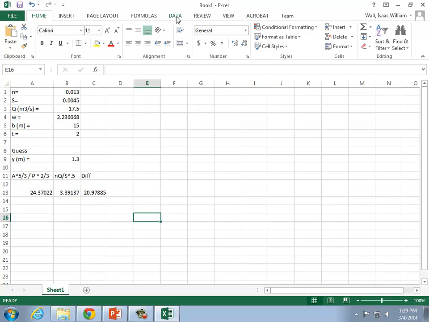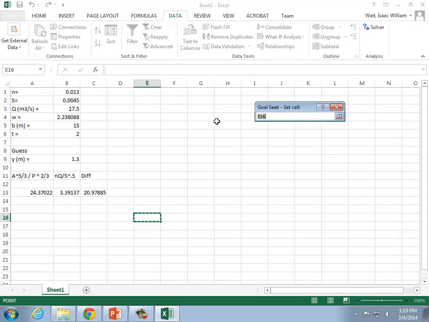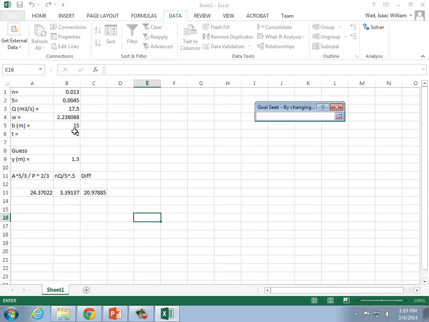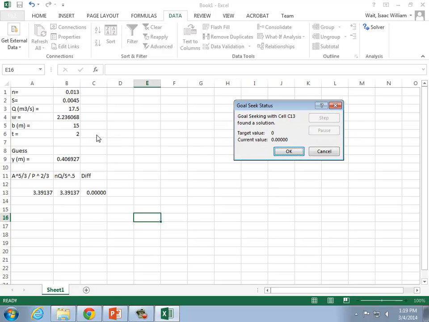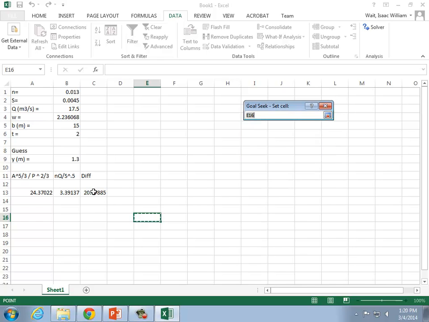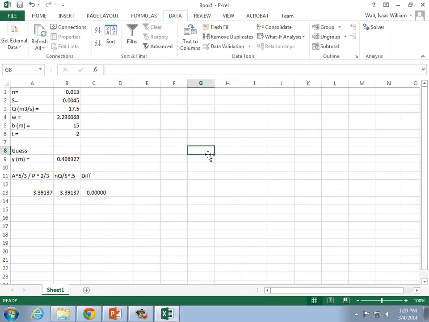Okay, so we go to data, what-if analysis, goal seek, and our objective is for the difference to be equal to 0. And what we want it to change to find that is the flow depth. So it goes through and finds the flow depth. Oh. Let's start over. Objective is for the difference to be equal to 0 by changing the flow depth. Okay. So let's check that and see if it works out.